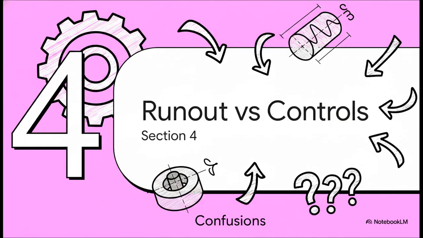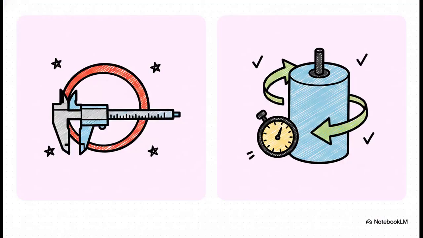Which brings us to Section 4, Runout versus Other Controls. So the crucial point here is the technical distinction between circularity and circular runout. Circularity, which is often just called roundness, controls only the form of a feature. It is completely independent of any datum. It's basically just asking, is this cross-section a perfect circle?